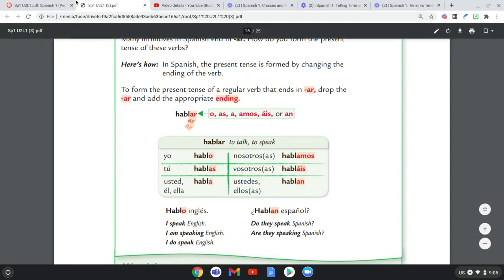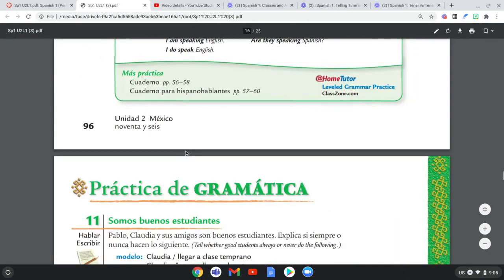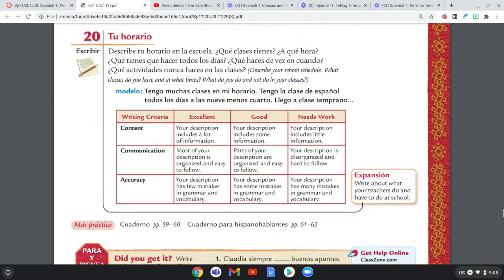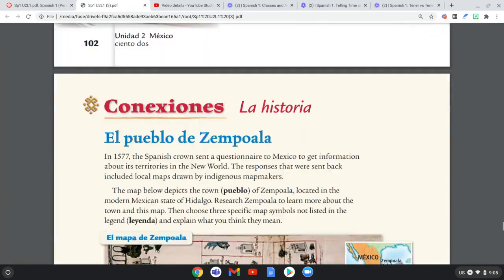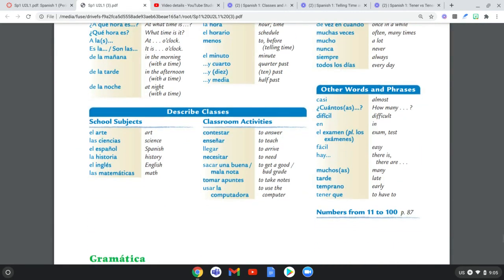So, let me go back and find, I'm going to get seasick because I'm scrolling through all this really quick. We're going to have quite a few words in this chapter that end with AR. Look, contestar, to answer, has an AR at the end. Enseñar, to teach, has an AR at the end. Llegar, to arrive or to get somewhere, has an AR. So look, AR, AR, AR, AR. All of these are words that you can follow this same rule with.